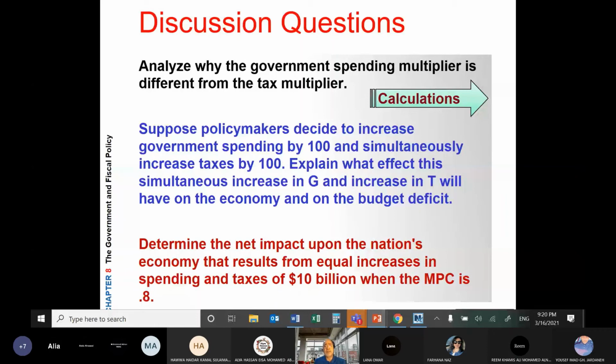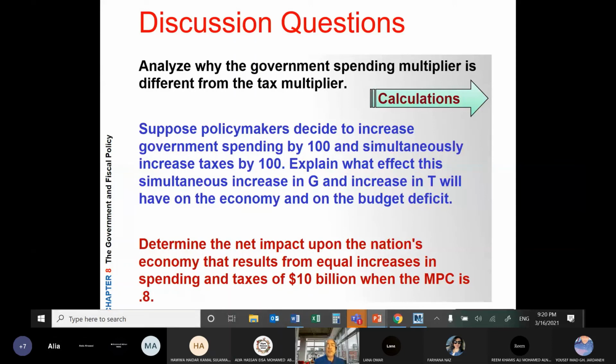How did I calculate it? Delta Y equals delta G times the balanced budget multiplier, which equals 1. So delta Y will be 100. What would be the effect on the budget deficit? The status of the budget deficit will be the same. Why? Because there is an equal increase in government spending and taxes of the same magnitude and simultaneously. For this reason, the status of the public budget will not change.